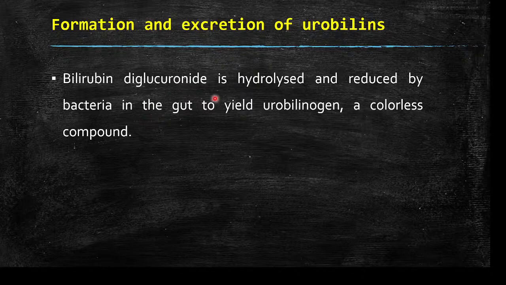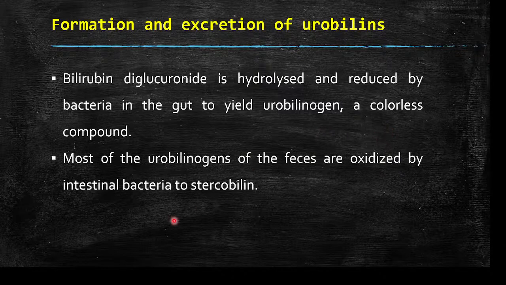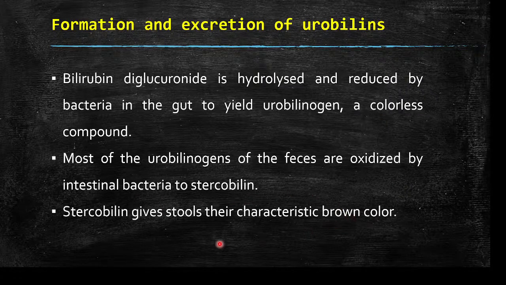So bilirubin diglucuronide is hydrolyzed and reduced by bacteria in the gut to yield urobilinogen, which is a colorless compound. Most of the urobilinogen in the feces is oxidized by intestinal bacteria to stercobilin. Then the stercobilin gives stools their characteristic brown color.